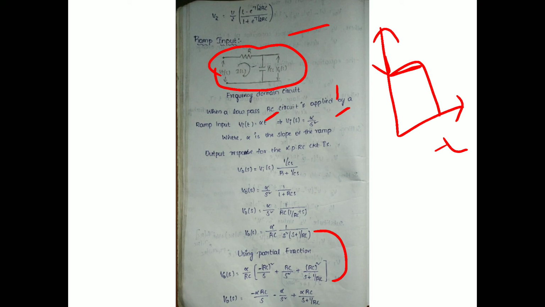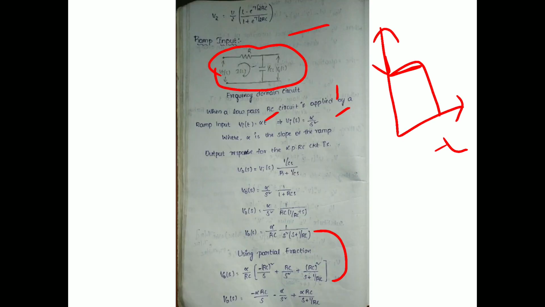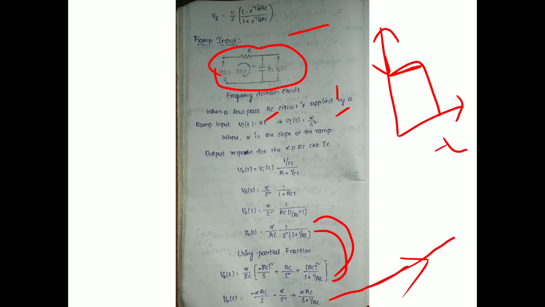Alpha RC by S plus 1 by RC, and then by applying the inverse Laplace transform to the above expression. This is the final expression when partial fractions is applied to this V naught of S. For this expression we are applying the inverse Laplace transform, so that the expression is minus alpha RC plus alpha t plus alpha RC e power minus t by RC.